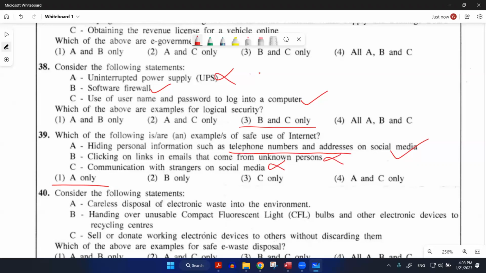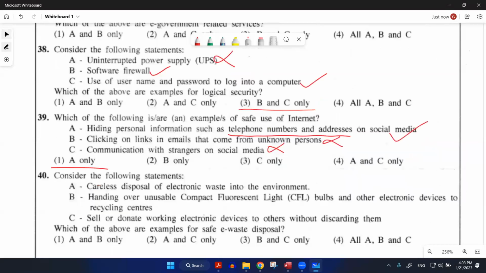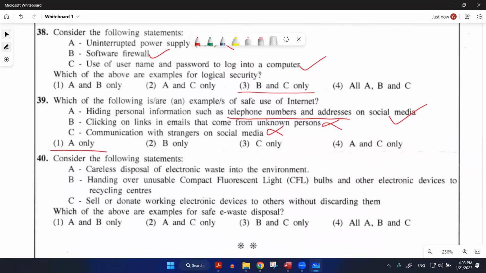40th, the very last question. It says, consider the following statements. Careless disposal of electronic waste into the environment, handing over unusable compact fluorescent light bulbs and other electronic devices to the recycling center, sell or donate working electronic devices to others without discarding them. Which of the above are examples of safe e-waste disposal?